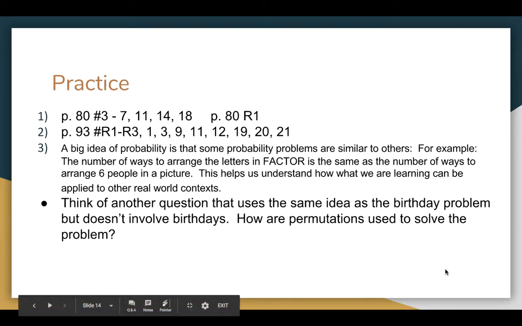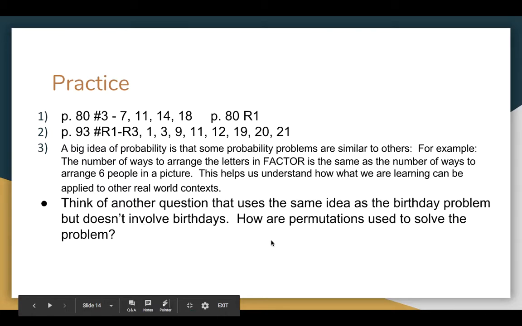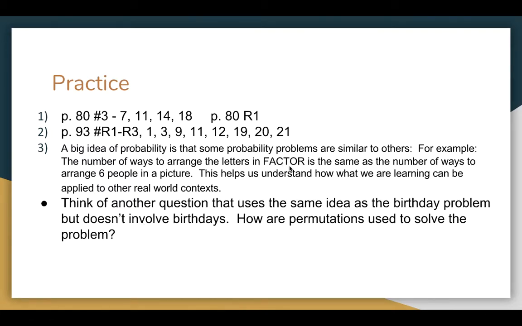So here's some questions, and this is a good one here. A big idea is that sometimes some questions are related to others. Rearranging the letters in the word FACTOR could be about the same thing as rearranging people in a picture. And so the question is, could you make a birthday problem that doesn't really involve birthdays? It's just the probability that 2 people are the same in something else.